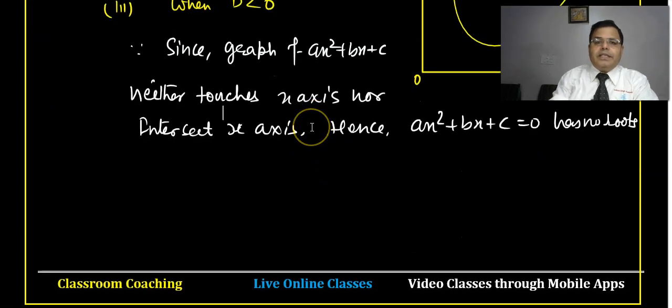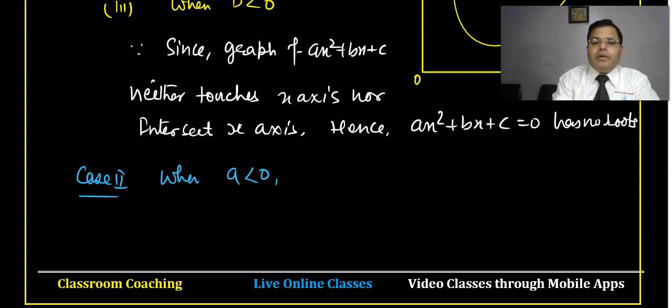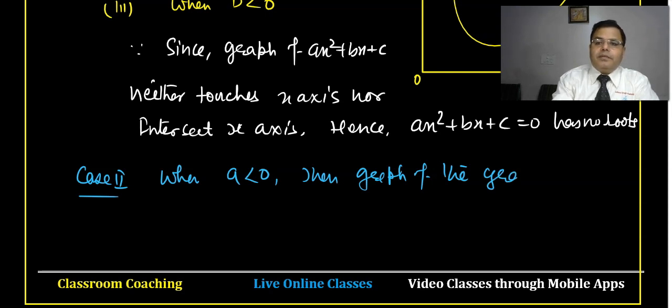Okay. Now the second case is when a is less than 0. When a is less than 0, then what will happen? In that case, the graph of the curve is downward.